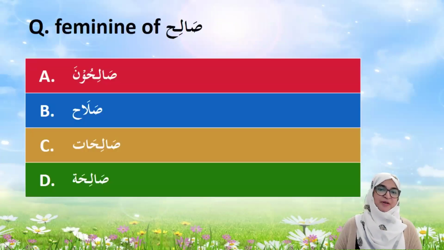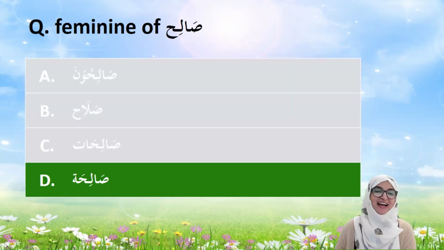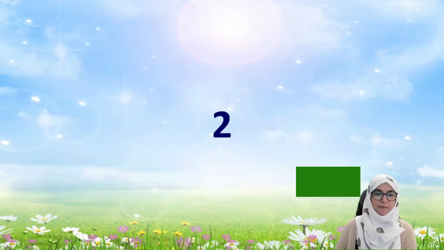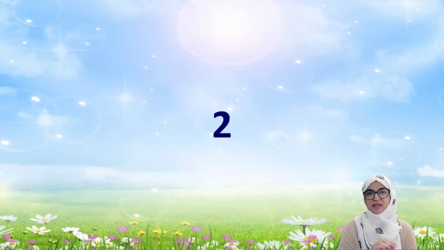So let's test. Tell me, what's the feminine of Salih? Saliha. Yes, it is Salihah. So with Salih, all we did is put a ta marbuta at the end, and it became Salihah. MashaAllah. Now the second part. The first one we learned is ta marbuta. When you add ta marbuta at the end of the word, it changes into a feminine gender.